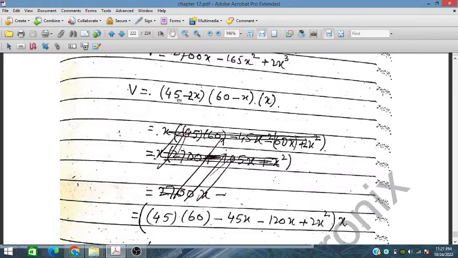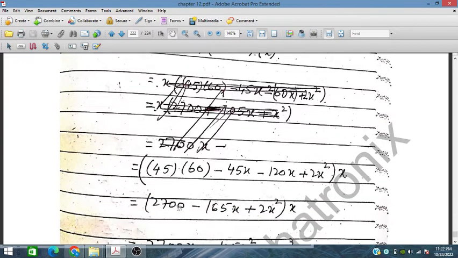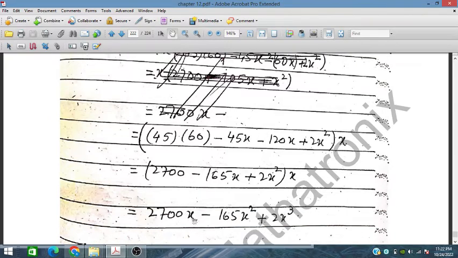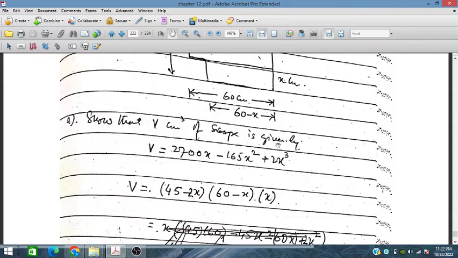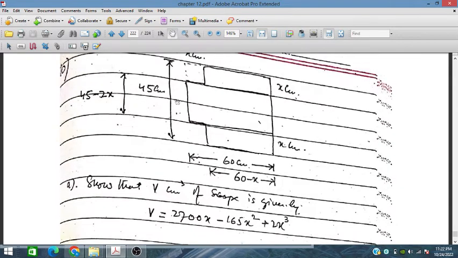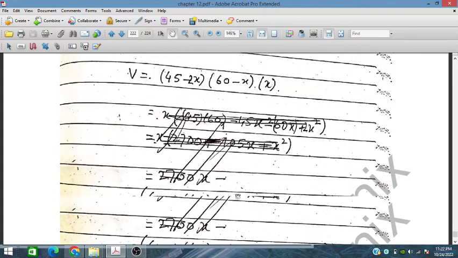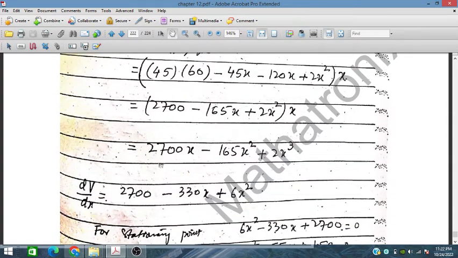This becomes 45 times 60, and then we multiply this with this one, then this one with this one, and then finally this one. So we have eventually obtained 2700 minus 165x squared, and then multiply with this one. So this is 2700x minus 165x squared plus 2x cubed. This was the required volume. So this has proved that this structure gives this kind of volume. So this first part has been completed.